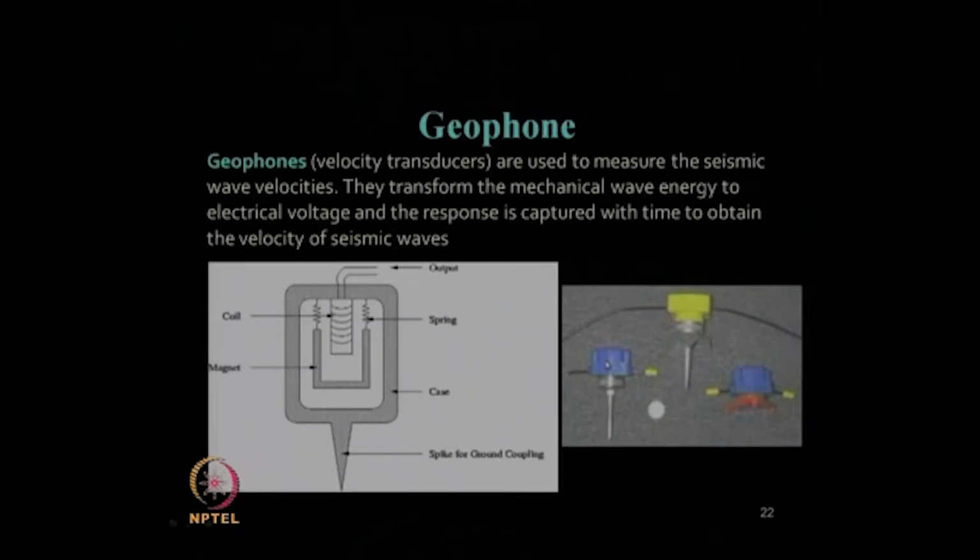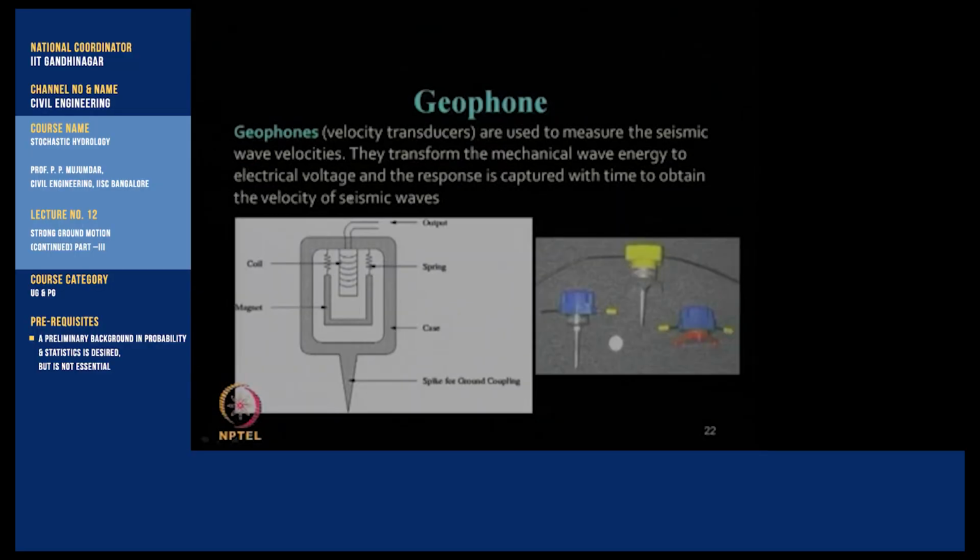Coming to the measurement of this velocity, seismic wave velocities, as we have mentioned, geophones are commonly used, which are nothing but velocity transducers. So, this is the picture which shows various geophones, and one geophone is enlarged over here. These are used to measure the seismic wave velocities. So, they transform the mechanical wave energy to electrical voltage, and that response is captured with respect to time to obtain the velocity of seismic waves.